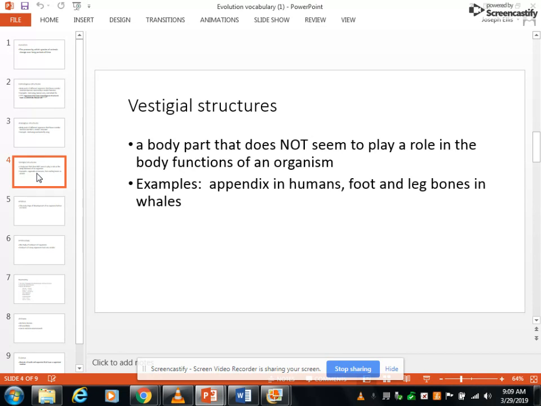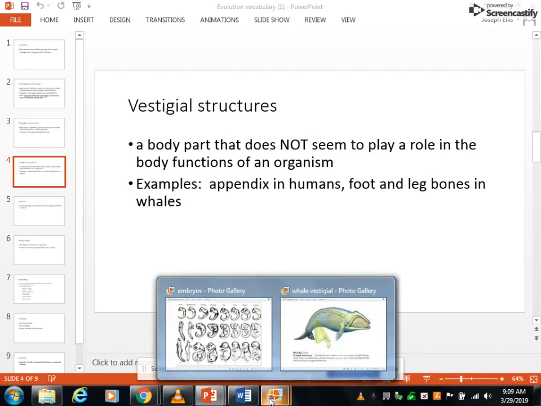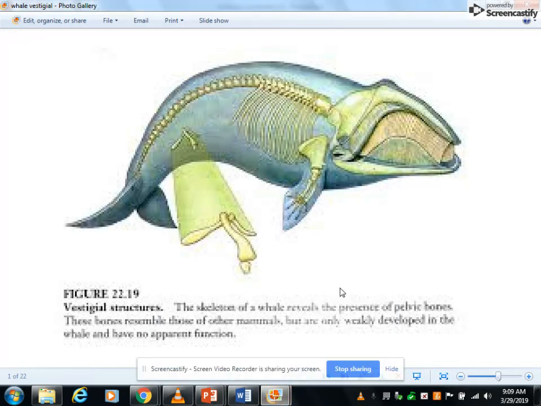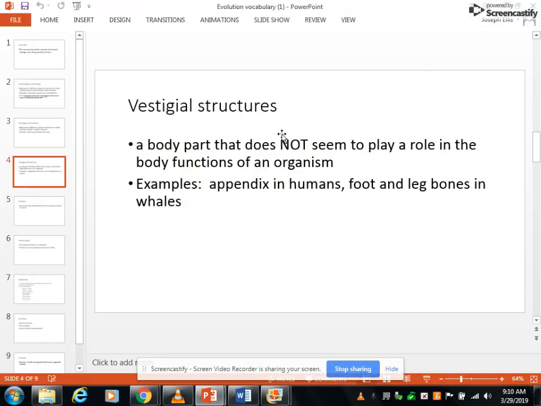Also, whales. Whales actually have foot and leg bones, and I'm going to show you a picture right here. See that whale? If you look in a whale, they're actually going to have what they call a vestigial structure, whales having leg bones and feet bones. This tells you that at one time their ancestors possibly walked on land. So they had back feet. That is a type of vestigial structure. Okay, let's go back over this.